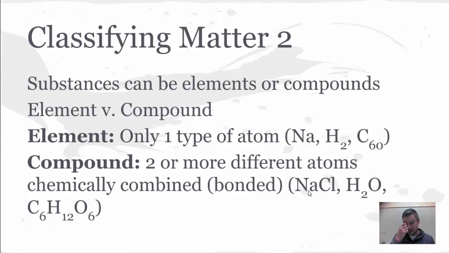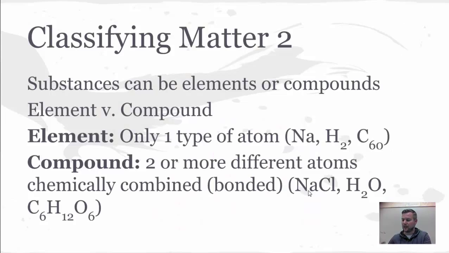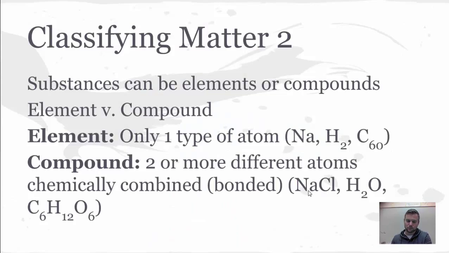On the other hand, a compound is when you have two or more different atoms that are chemically combined with each other, like sodium chloride or water or C6H12O6, which hopefully you recall as glucose. All of these, though, are chemically combined. If it's a compound, that means those atoms are stuck together. So if we're looking at water, chemically combined. If we're looking at sodium chloride, chemically combined. So that's the substances. We can break down substances into elements or compounds.